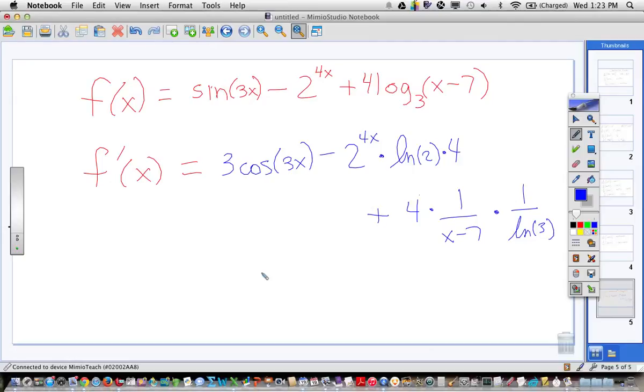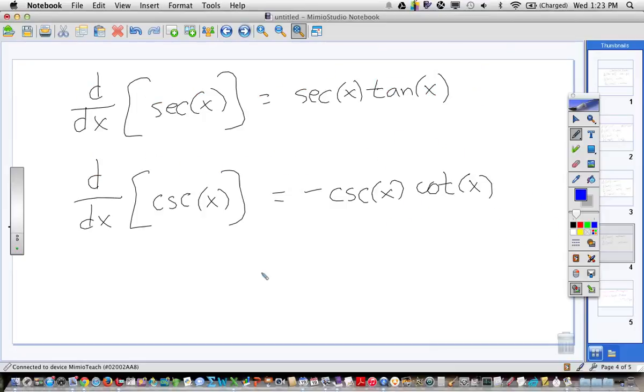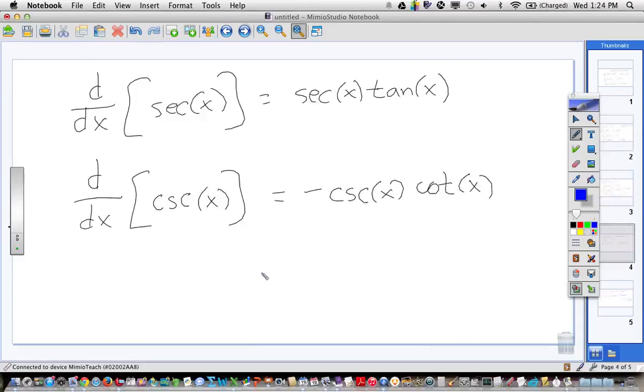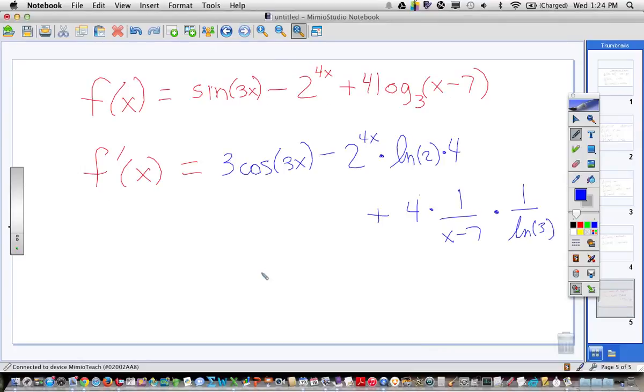All right, the log rule, the 4 just hangs out. The log rule is 1 over x. That's the log rule. So we do 1 over x minus 7. But then other base of logs, we have to tack on the 1 over ln b. And that comes from this rule right here, right? That rule right there. So the rule is 1 over x and then 1 over ln b, which in this case was a 3. So 1 over ln 3. Now, it would be perfectly fine to leave that answer that way.